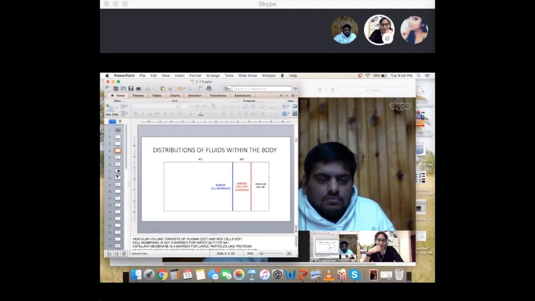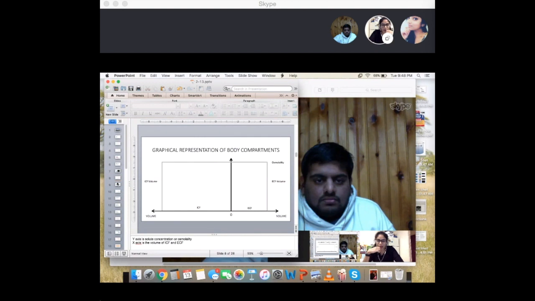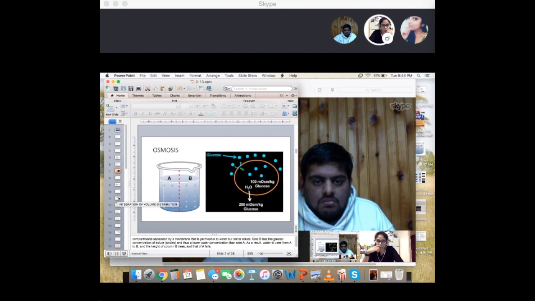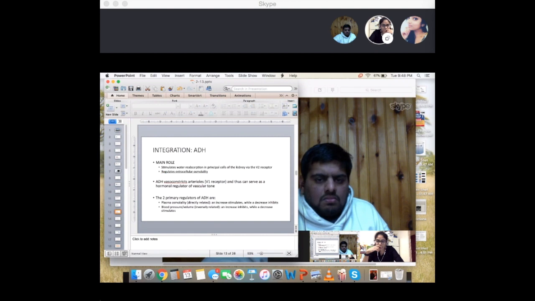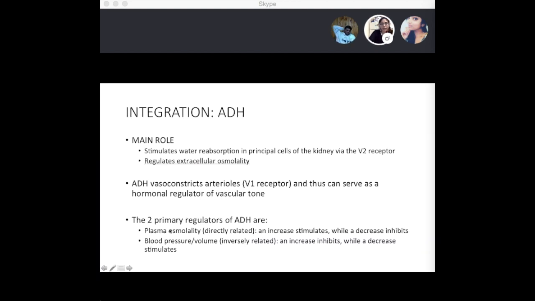So that's all I got. And I know that I found this confusing, so I can just quickly go over that idea. Is that ADH? Again, remember that the regulator of ADH is the plasma osmolality. So that y-axis line on the plot, it's directly related. So if there's an increase in osmolality, that's going to stimulate ADH, while if there's a decrease in osmolality, it's going to inhibit ADH. Cool.